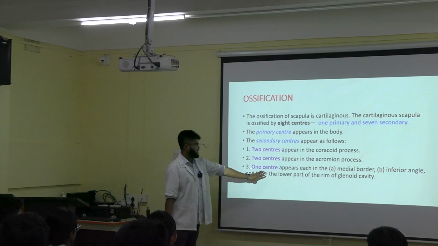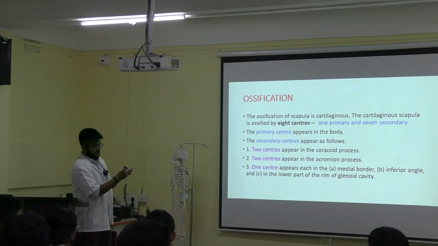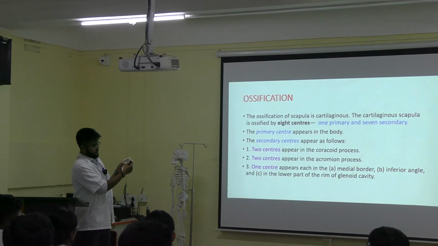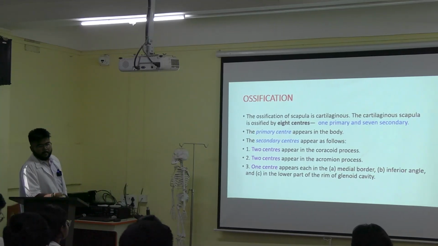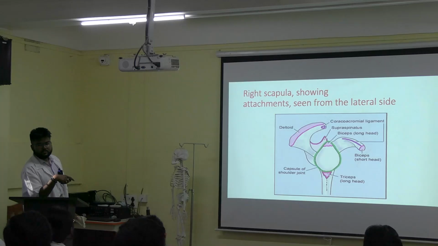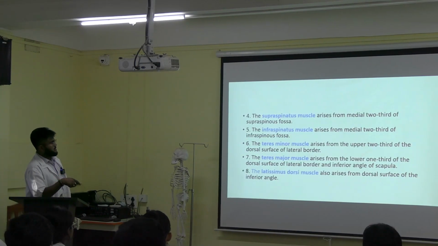And another 3 centers are present: the medial border, inferior angle, and glenoid cavity. Glenoid cavity, medial border, and inferior angle. You just write these things. Ossification, you finish your parts and all those things. Muscle attachment next, simply you just write.